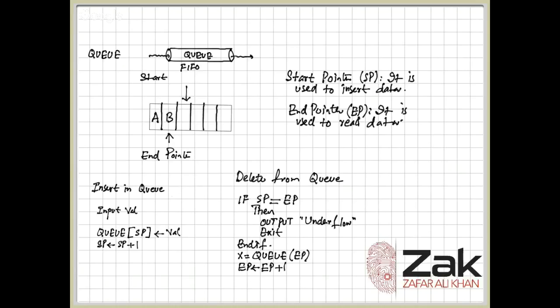Delete from queue. If at any given point the start pointer equals the end pointer, it means that the queue is empty. So if start pointer is equal to end pointer, then output underflow and exit. If it is not, x is equal to q[end pointer], meaning x has the data which is being removed at the moment, and then we increase the end pointer. The good thing is that both pointers are actually going forward.